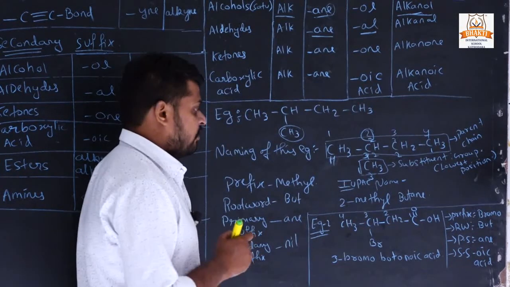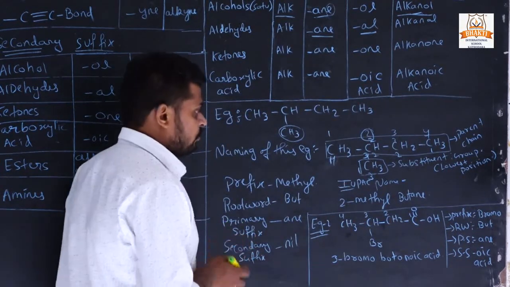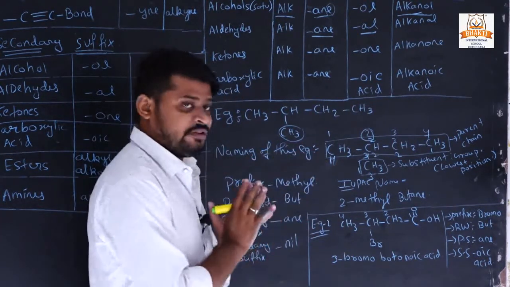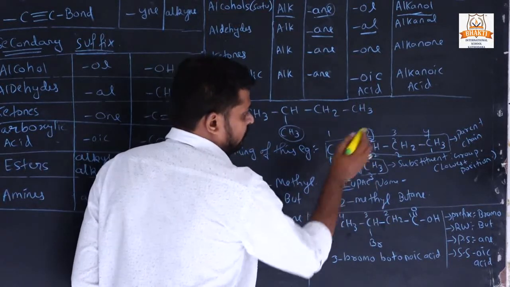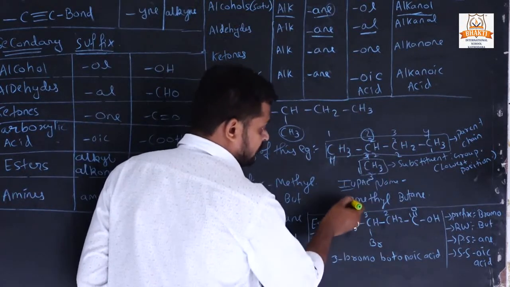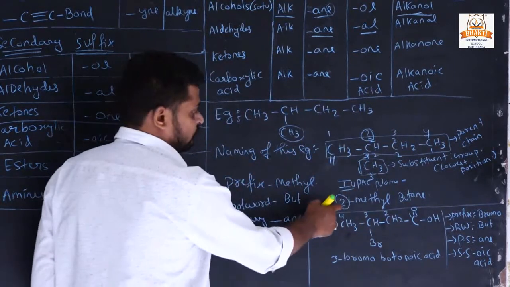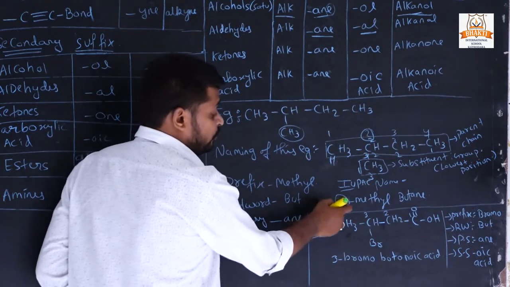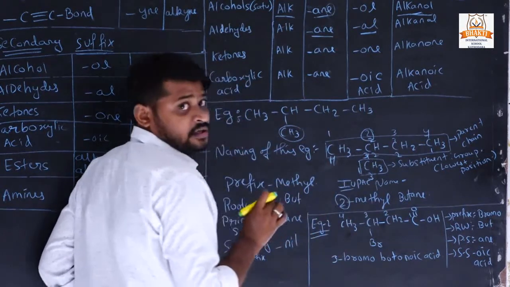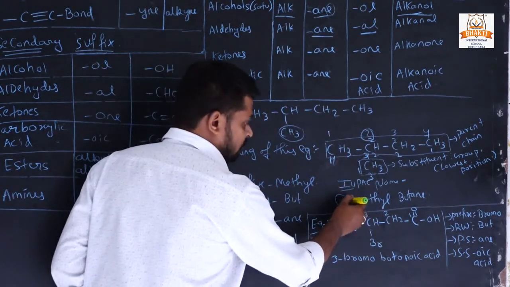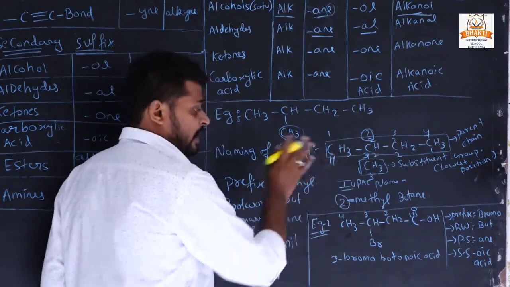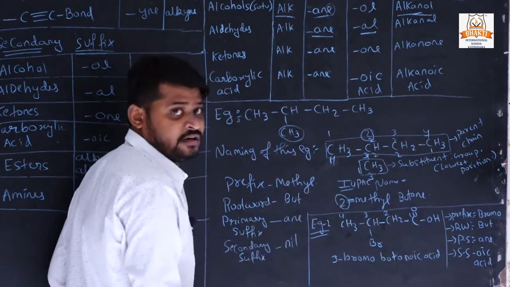What was the method of IUPAC? First we have to give the position. So where was the substituent group? At the second position. So we have to write 2. To separate the position from the name, we use a hyphen between them. Okay, now by the method of IUPAC we will start giving the name.